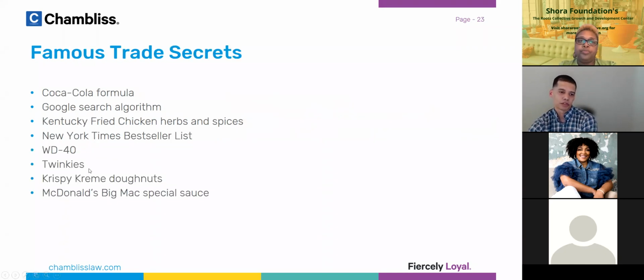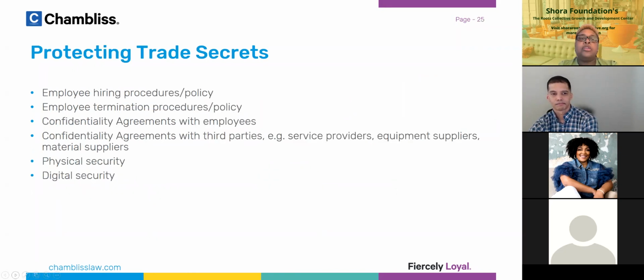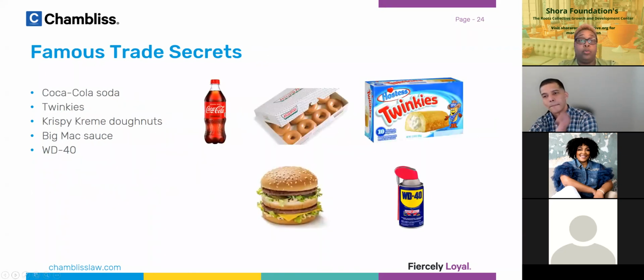Okay, so here's some interesting trade secrets. Coca-Cola formula, algorithm for Google, Twinkies. So we're getting to the end. Okay, so here's some famous trademarks. Oh, no, the next slide. I think that's where I was going to have a question.